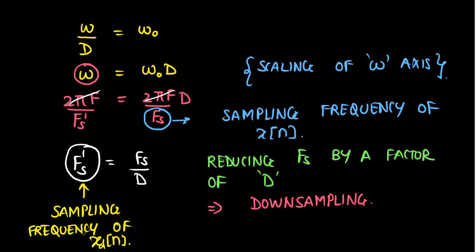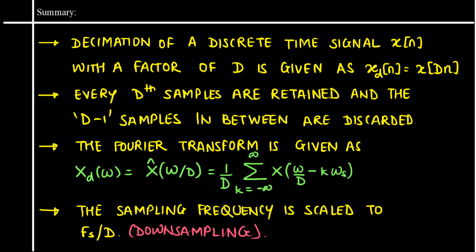Apart from this, we also saw that the sampling frequency is scaled by a factor of fs by d, so this decimation is also known as downsampling. So in this lecture we considered the decimation in the time domain and its effects in the frequency domain, and also saw the need for it.